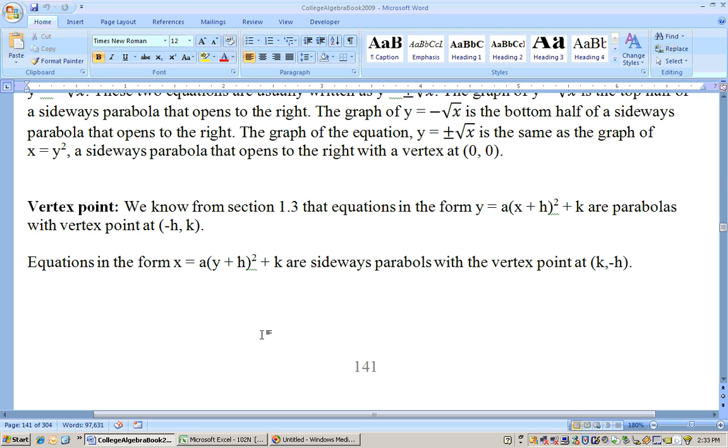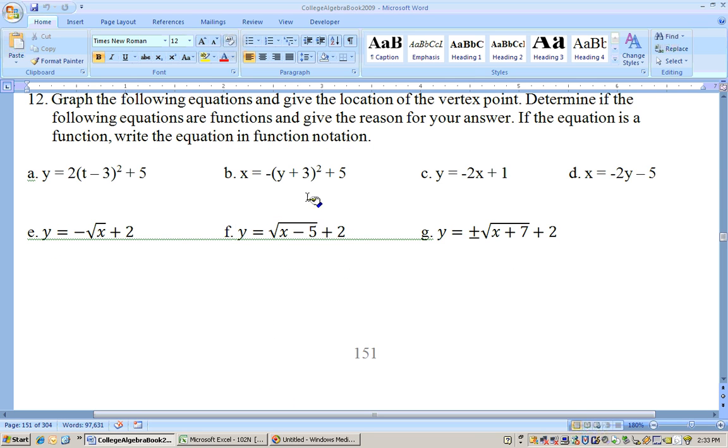So let's refer back to our problem now and see if we can figure it out. This problem right here is in that form where the y is squared and the x isn't, and the vertex point is at k, h. So it would be at 5, -3 is where the vertex point is. Is it a function? No, it's not a function because it's a sideways parabola, and there would be more than one y for plenty of x's. It would actually be opening up to the left because this coefficient is negative right here. So that really does it with the practice test. And that should do it right there.